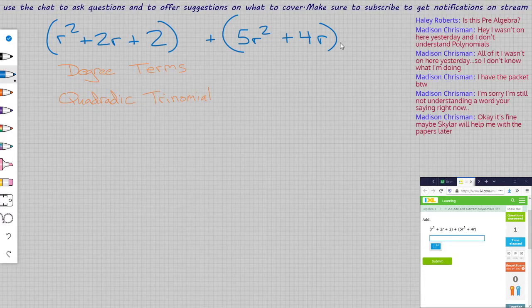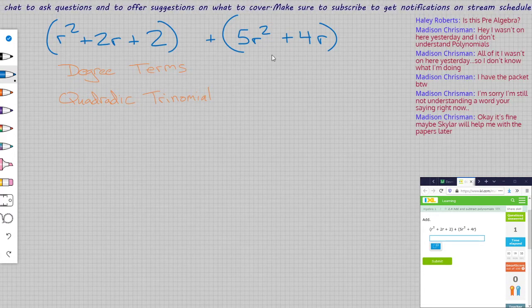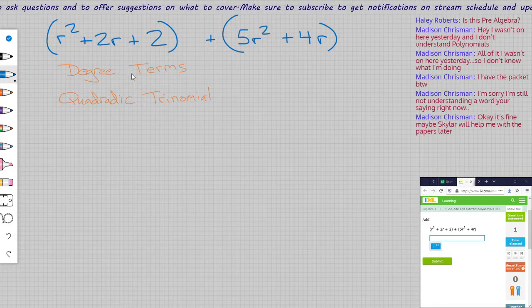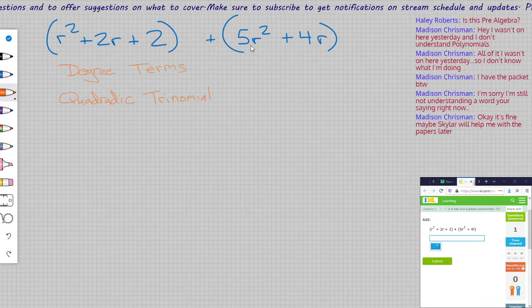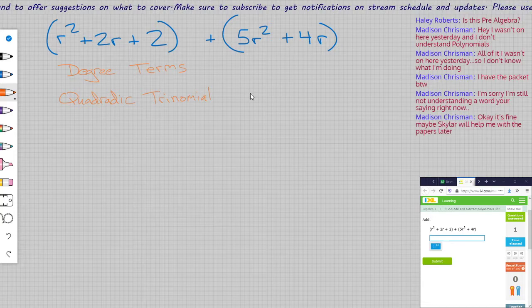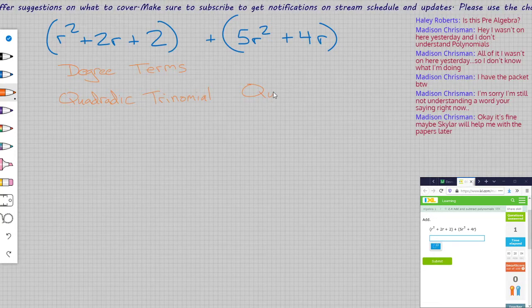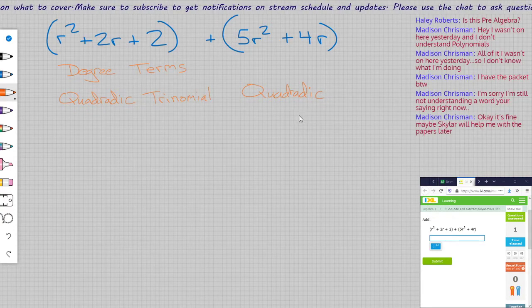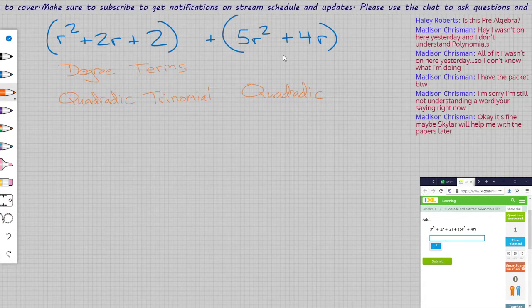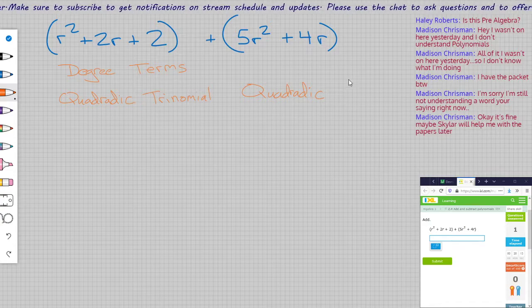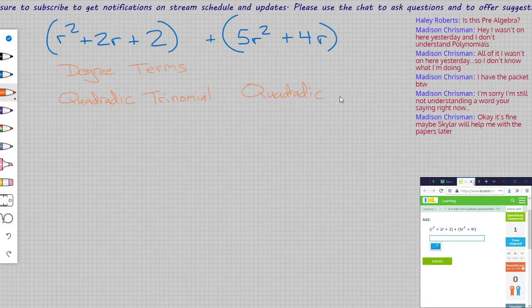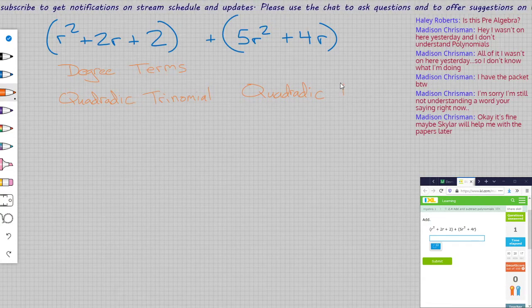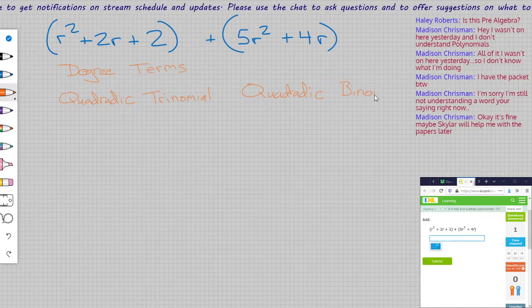So if I was to name this polynomial, we're going to name off the degree first. The highest degree is 2, so that's going to be a quadratic. And then we're going to name it off the number of terms, 1, 2. So there's 2 terms, so think of like a bicycle. There's 2 wheels, so this is going to be a quadratic binomial.